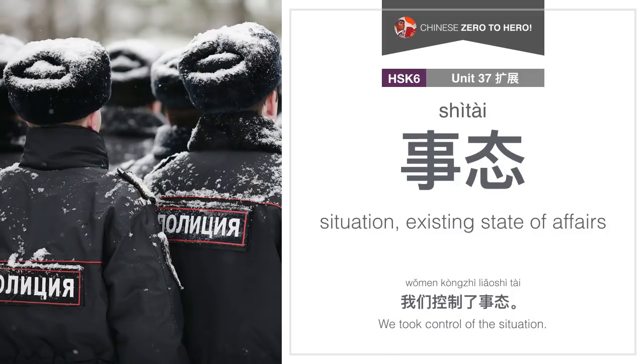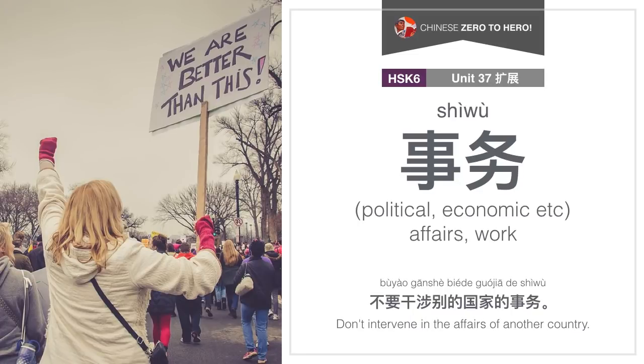In HSK 6, we also learned the word 事态, meaning situation or existing state of affairs. 我们控制了事态. We took control of the situation. In HSK 6, we also learned the word 事务, meaning political or economic affairs or work. 不要干涉别的国家的事务. Don't intervene in the affairs of another country.